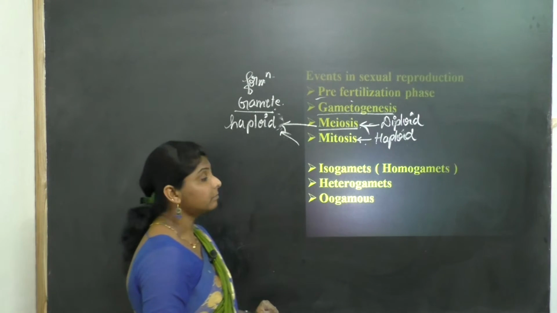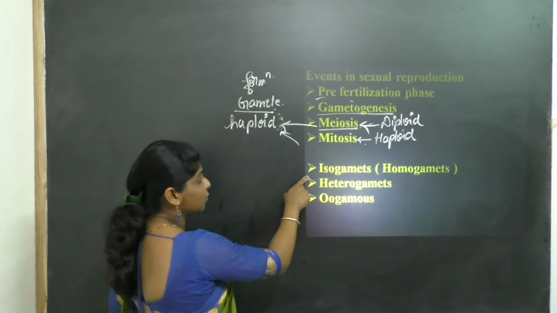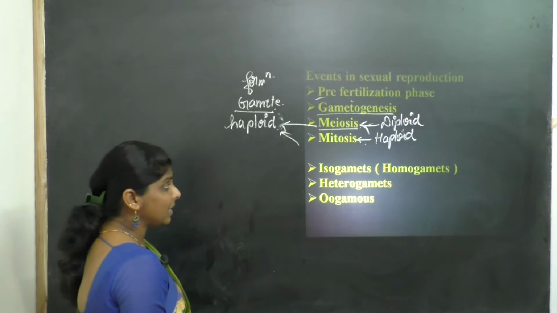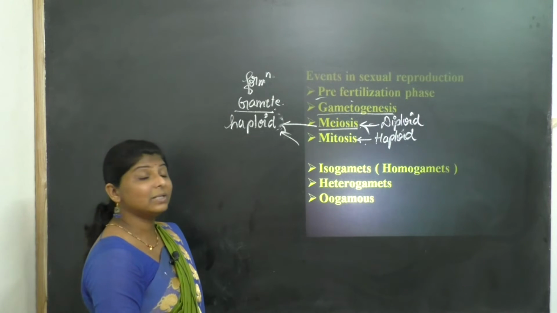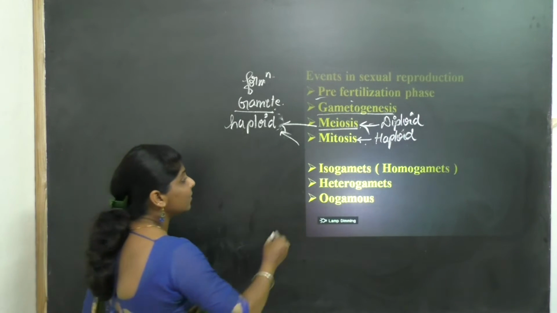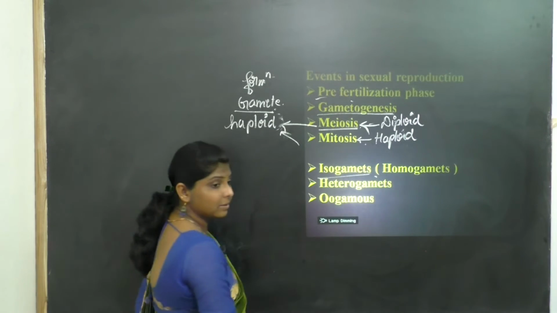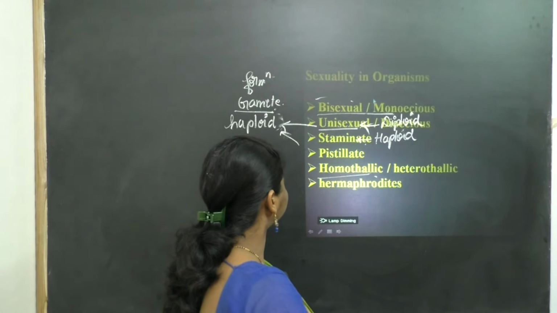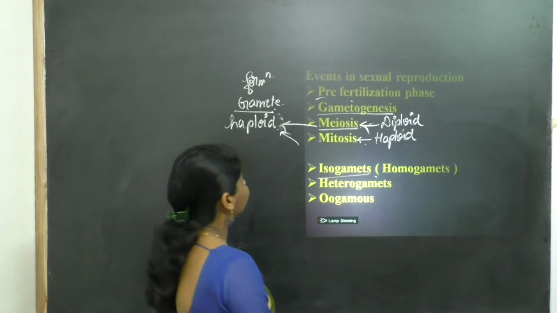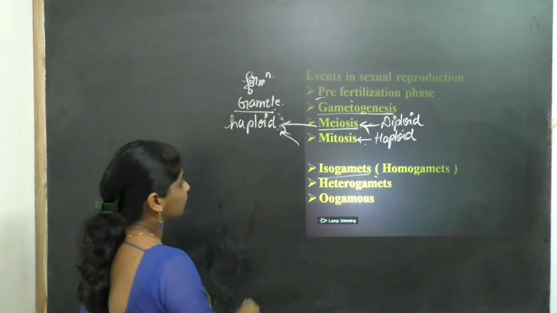Now, when it comes to gametes in algae, fungi and all, we can see isogametes.